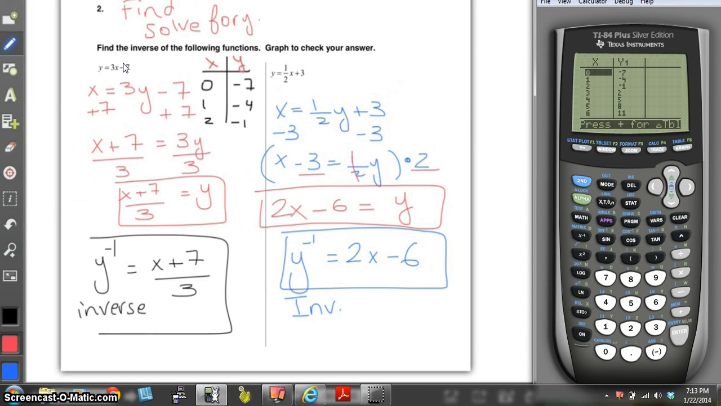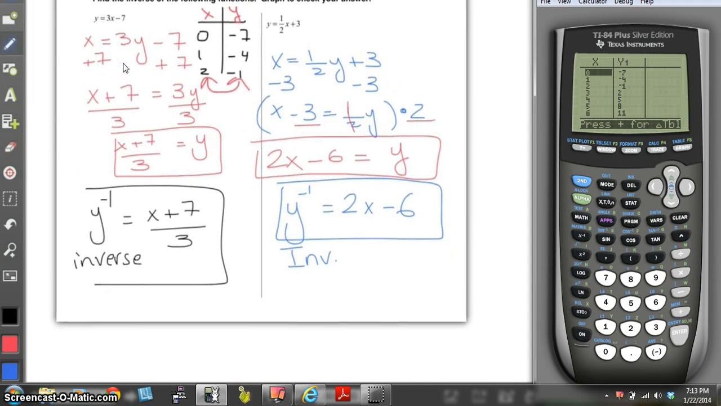Now remember, when you want to find the inverse or the equation of the inverse, what you need to do is switch the x and the y. So let me rewrite those. But this time I'm going to switch the x and the y. So -7 and 0, -4 and 1, and -1 and 2. So again, you go to the calculator, you plug in y equal to the function, you get certain points and you flip those points.